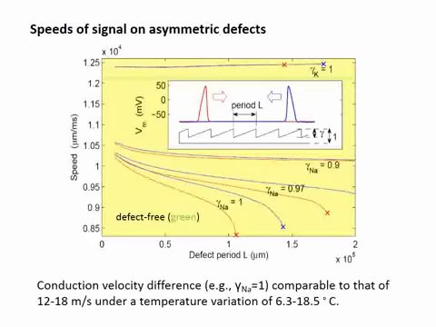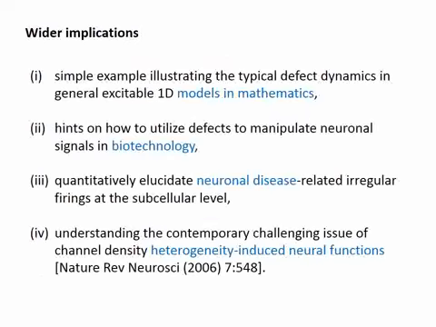If the defect is asymmetric, it will change the signal traveling speed according to the traveling direction of the signal. This figure shows the speed value under different defect shapes.